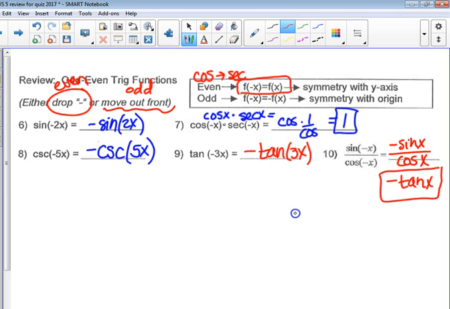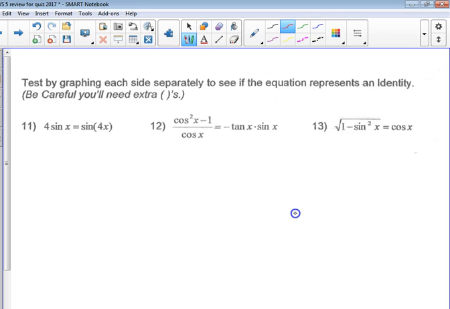Did I really confuse anybody there? Like I said, it's not on the quiz, but I can go back over something if you have a question. All right, this is also not on the quiz. These are actually graphing questions. You're to graph this in y1 and this in y2, and then answer either yes or no. Are they the same? That's it.